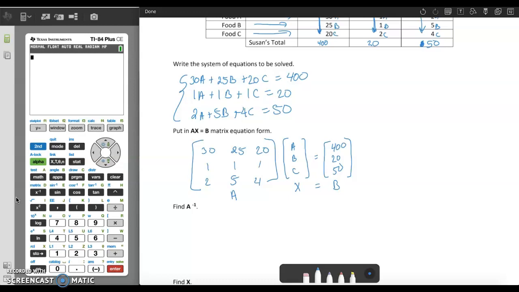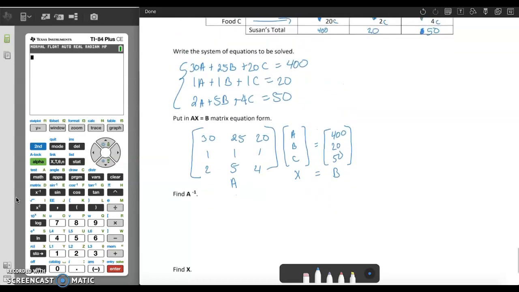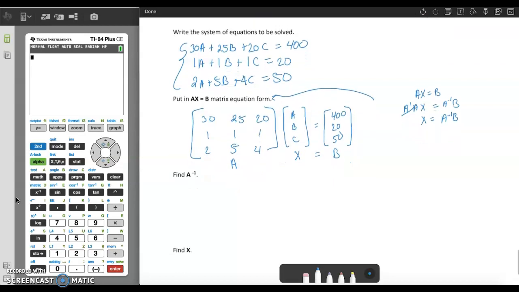In order to find the answer, because of how we know matrices work, if we know that AX equals B, then if we were to multiply on the left-hand side of both by A inverse, A will cancel out as the identity, and we can find X by doing A inverse times B. So the first thing we have to do is figure out, well, what's A inverse?